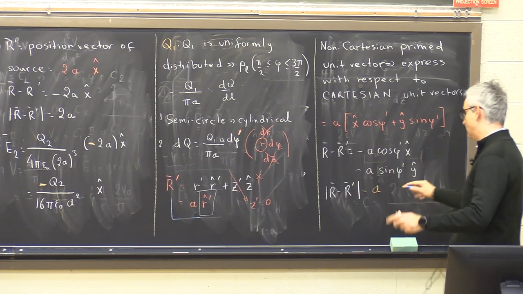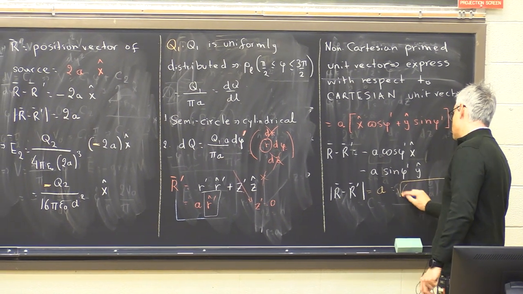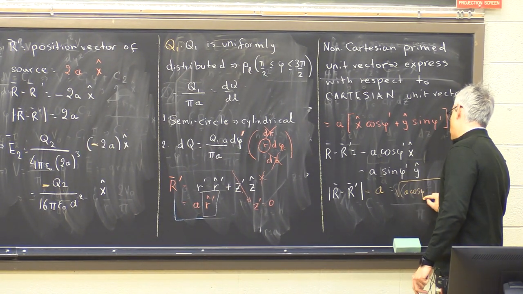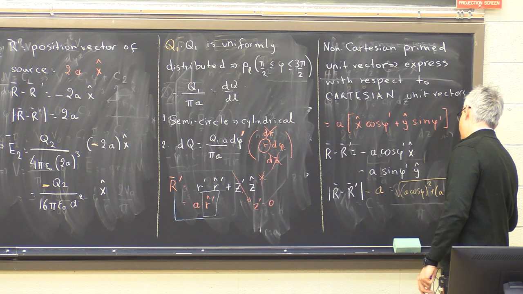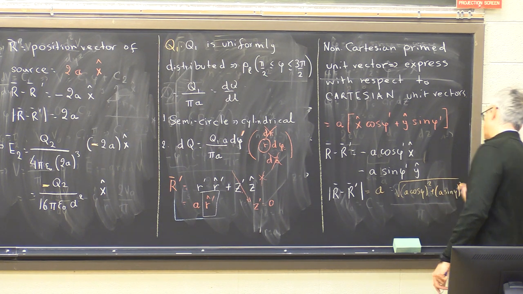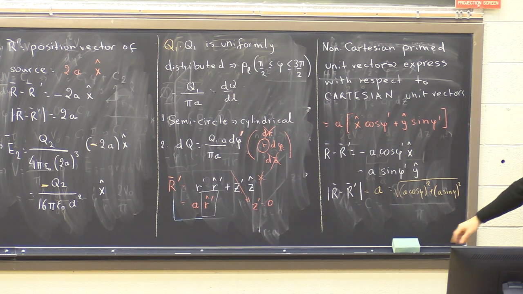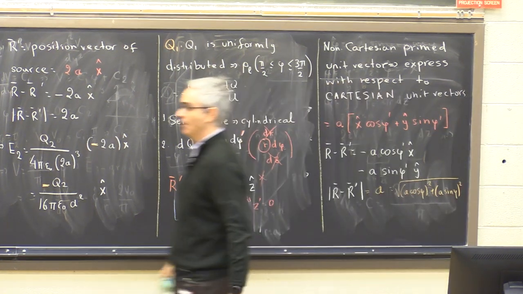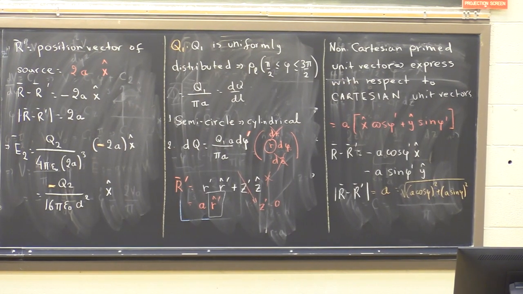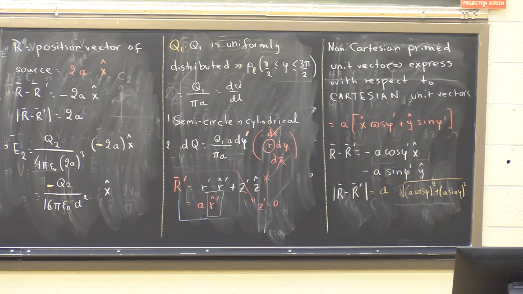So you can do it like this: a cosine phi squared plus a sine phi squared. So that will give you a. So now I have everything that I need to apply Coulomb's law for this dq.